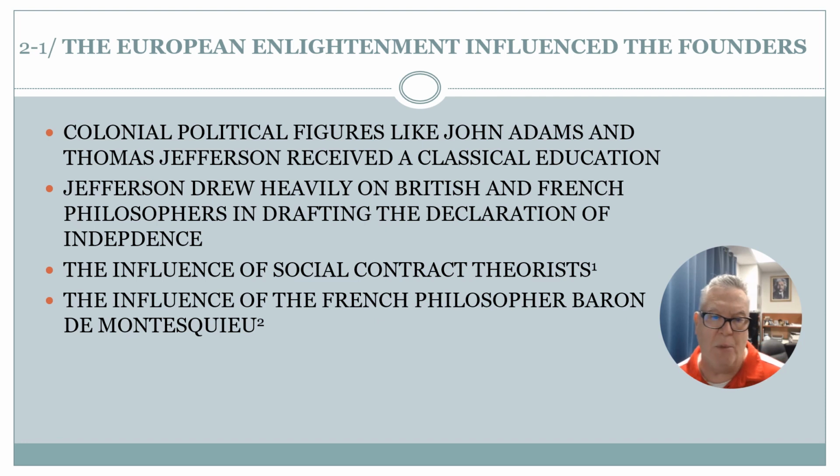The European Enlightenment had a profound impact on the founders. They were all classically educated, but they also read Enlightenment figures like Thomas Hobbes, John Locke, Jean-Jacques Rousseau, and Baron de Montesquieu. Jefferson especially drew heavily on the British and French philosophers. There's an idea of social contract theory, which goes against the notion of divine right, and says, in fact, that rulers owe their authority to the ruled. This idea of popular sovereignty means that the legitimacy of government derives from the people and not from God or some other influence.